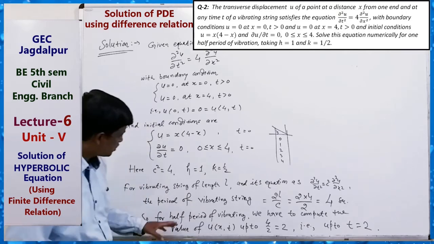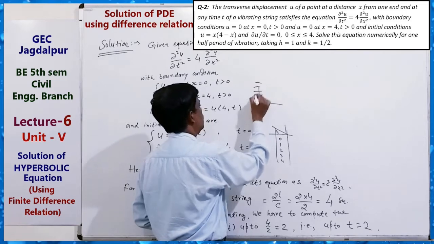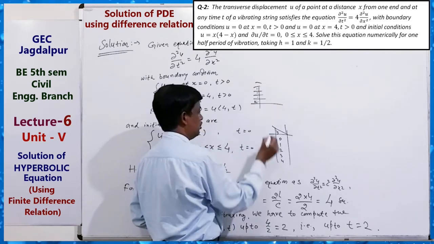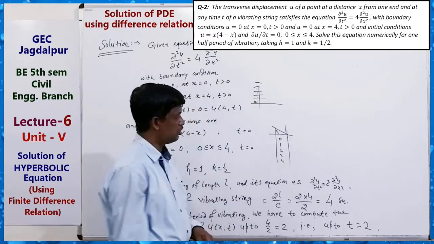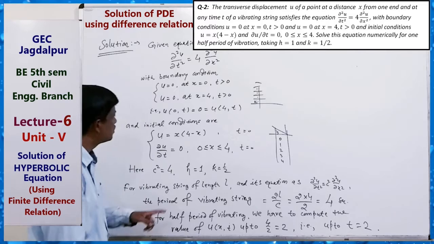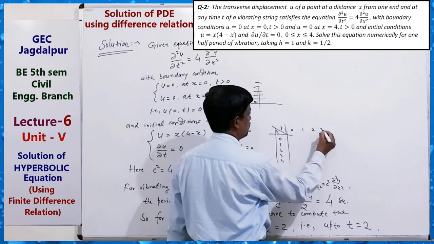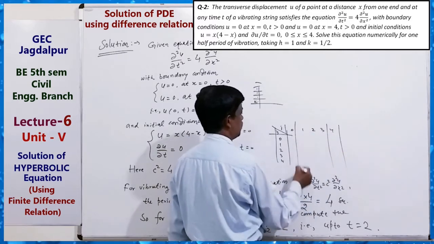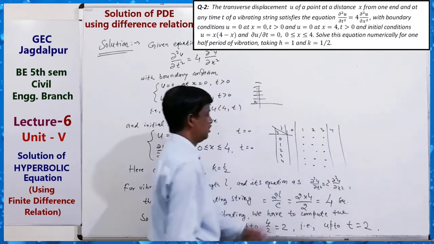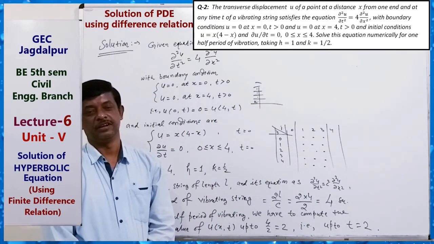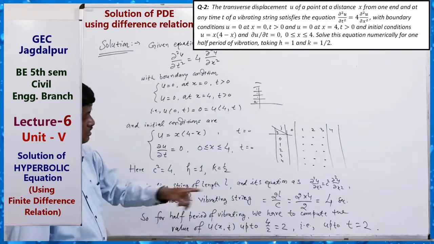How many portions are there? k equals half, so steps of k: 1, 2, 3, 4. So 0 to 1, 1 to 2, 2 to 3, 3 to 4. So j will be 0, 1, 2, 3, 4. And here x is 0 to 4, so here also i is 0, 1, 2, 3, 4. This is boundary, this is boundary. We just have to calculate these values in the table by using the formula. So this is the discussion.